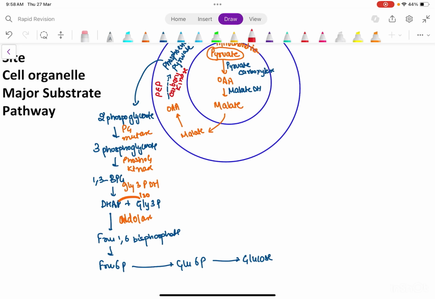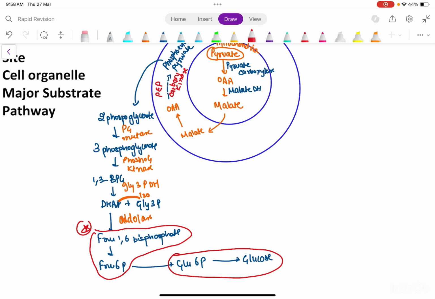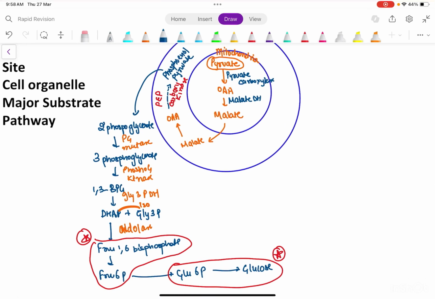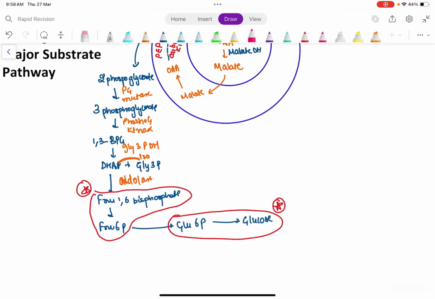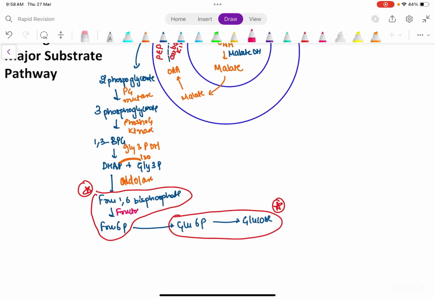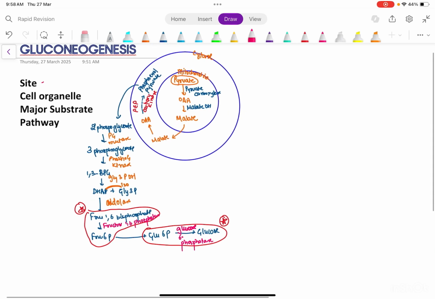Remember, now this reaction and this reaction, they are the important steps because they are irreversible. Okay, and the enzymes are different from glycolysis. So fructose 1,6-bisphosphate into fructose 6-phosphate is through the action of fructose 1,6-bisphosphatase, and this is through glucose 6-phosphatase.